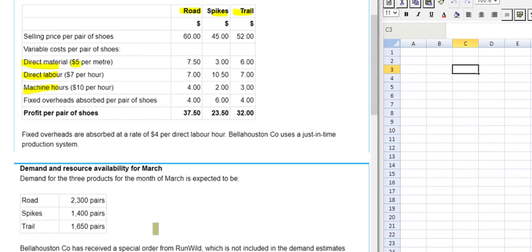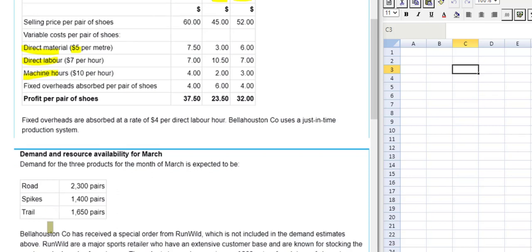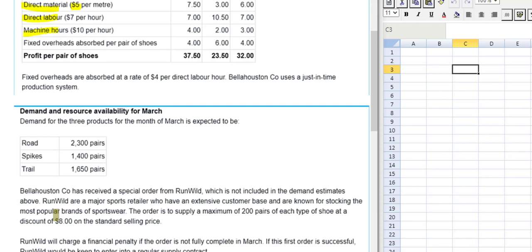Then we've got the demand and resource availability. So the maximum demand is given to you for road, spikes and trail. That will be the maximum demand. So you'll be able to use that to find out how many meters of direct material is required for each of the 3 products. And the same for labour and the same for machine hours.